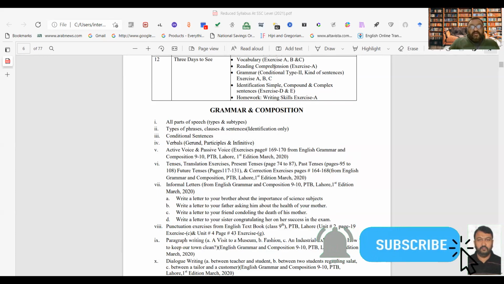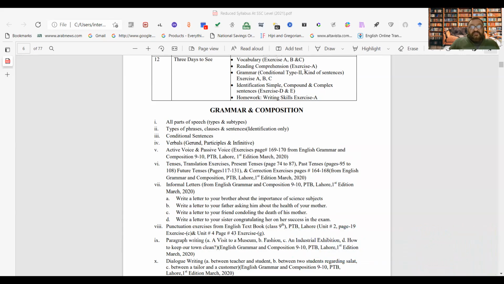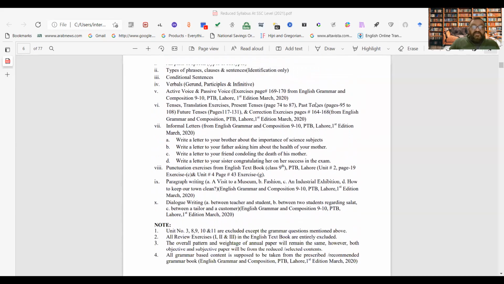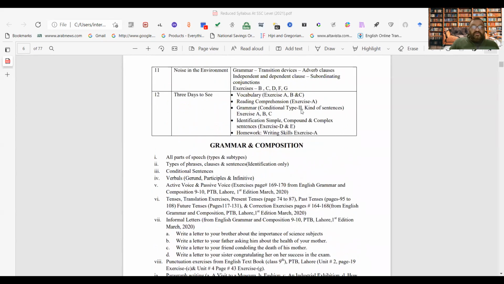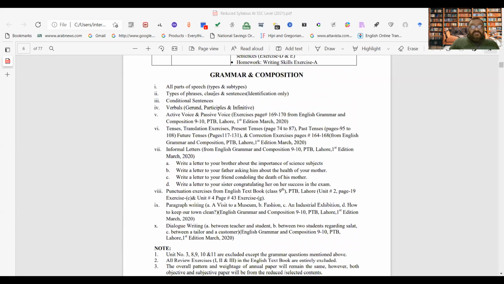Vocabulary, exercises A to C; reading comprehension, exercise A; grammar, conditional type 2, kinds of sentences, exercises A to C; identification of simple, compound, and complex sentences, exercises D and E; homework; writing skills, exercise A. This is the portion for your chapters. There are these 12 chapters, and grammar and composition is included in grade 9 English. There are all parts of speech, types and subtypes, types of phrases, clauses, and sentences, identification only.